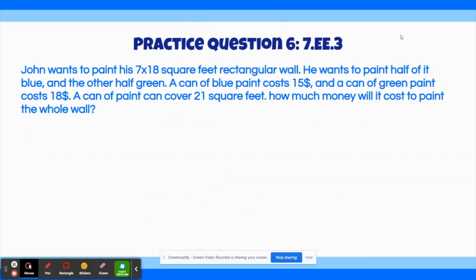Alright, on to practice question number 6. It says John wants to paint his 7 by 18 square feet rectangular wall. He wants to paint half of it blue and the other half green. A can of blue paint costs $15 and a can of green paint costs $18. A can of paint can cover 21 square feet. How much money will it cost to paint the whole wall?